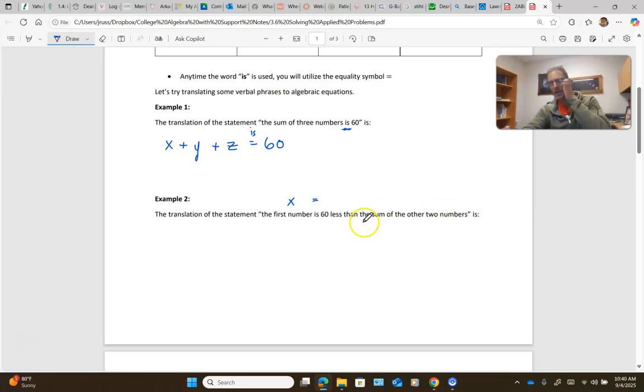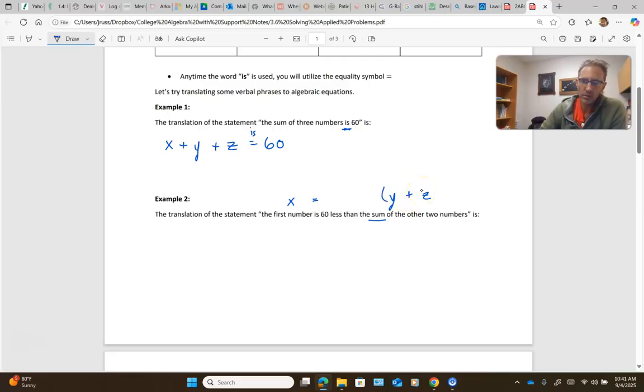So what's happening here is I'm going to be taking 60 away from the sum of these other two numbers. Well, this is sort of like the order of operations. I need to first figure out how to represent the sum of these other two numbers. Well, these other two numbers I can represent with y and z, and their sum would be adding them together. So this represents the sum of these other two numbers, y plus z. But 60 less than that means I need to take 60 away from this sum.